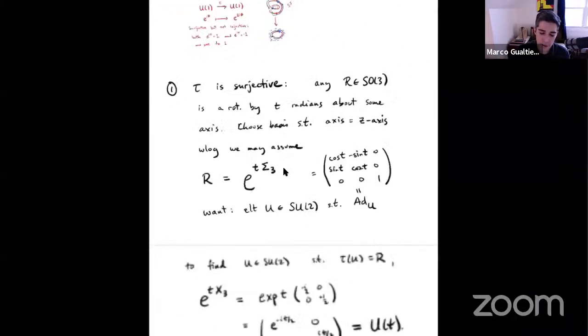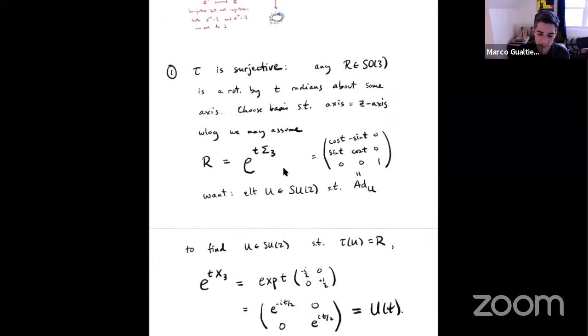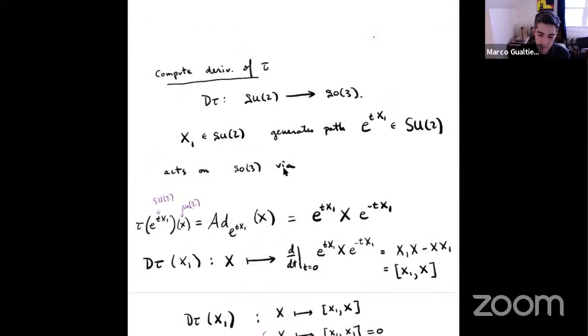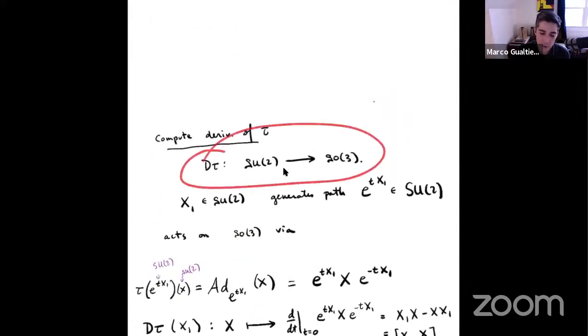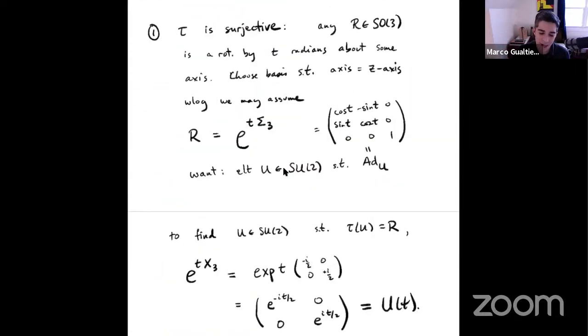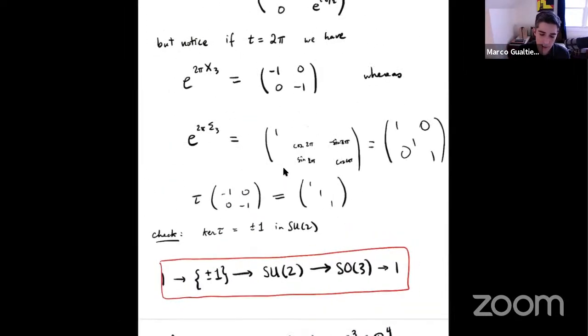So there's an identification here. This is an isomorphism between the tangent spaces of the two groups. But this one only has to go around 2 pi in order to come back to itself, whereas this one has to go 4 pi. And that's demonstrated by this property. So we see that tau sends this element, which is not the identity, to the identity.